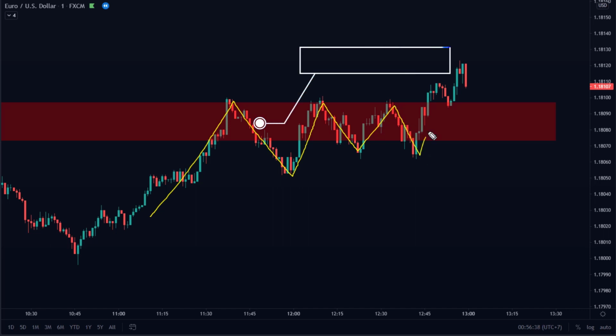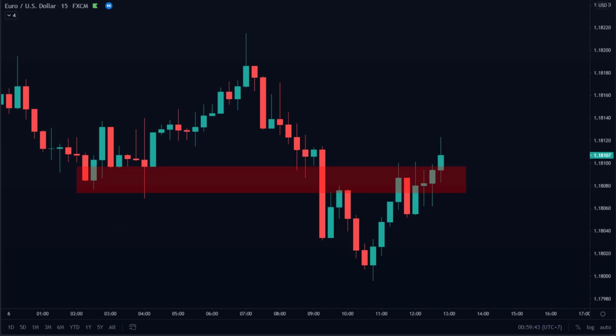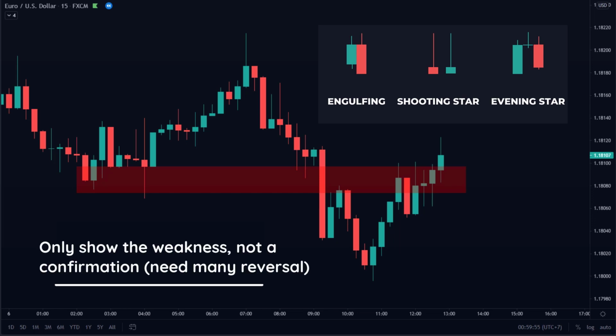And this is the engulfing pattern on the 15 minute chart. Other candlestick patterns you can see on the screen, the price only goes up and down one time. They didn't show the strength of the bearish. These candlestick patterns only show the weakness of the bullish. They are not good reversal entries.